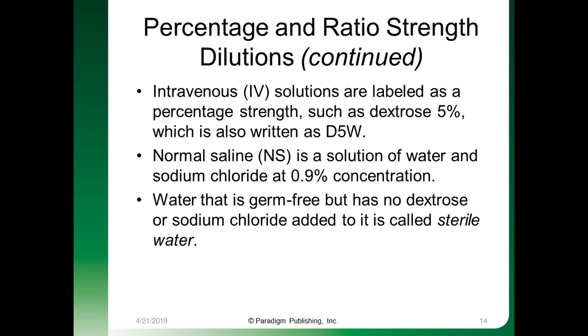Intravenous solutions are labeled as percent strength, such as dextrose 5%, which is also written as D5W. Normal saline, NS, is a solution of water and sodium chloride at a 0.9% concentration. Water that is germ-free but has no dextrose or sodium chloride added to it is called sterile water.